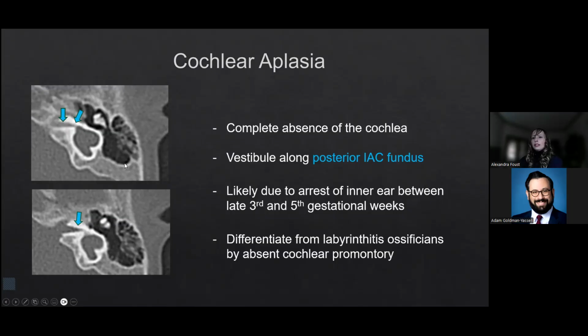And then one thing to keep in mind with cochlear aplasia, if you're trying to differentiate it from labyrinthitis ossificans, you're going to have loss of the cochlear promontory, or not have any presence of cochlear promontory in the setting of cochlear aplasia, whereas in a case of prior labyrinthitis, you'll still have the bump of the promontory. It'll just be all filled in with bone from the prior inflammatory infectious condition.